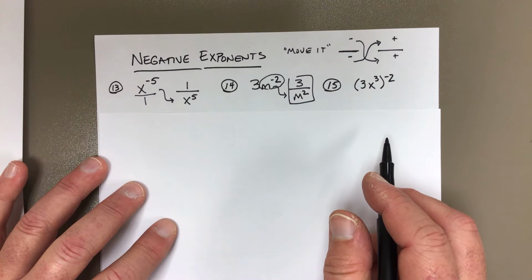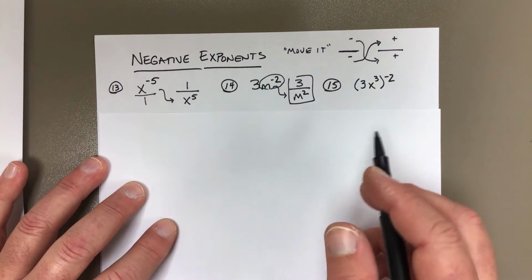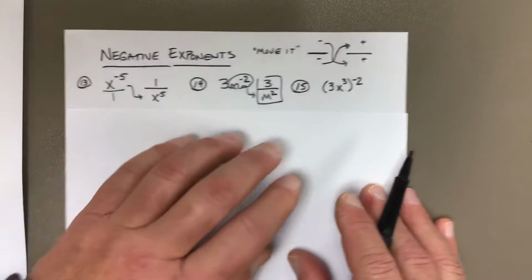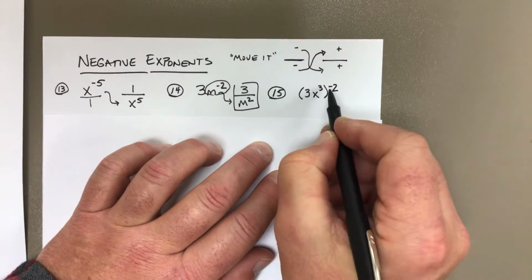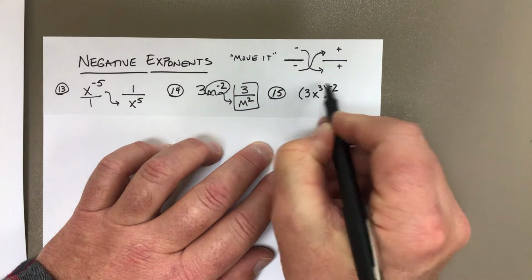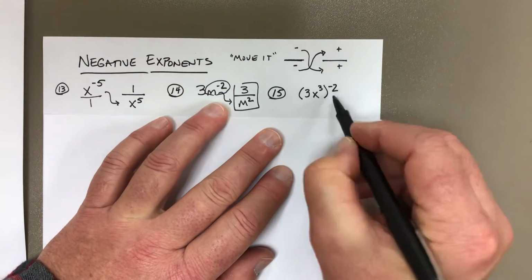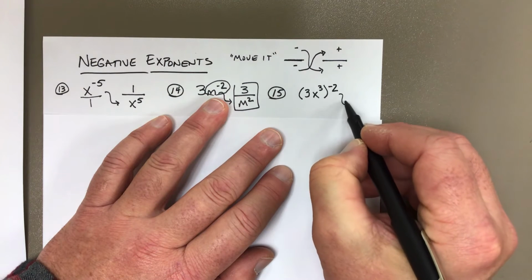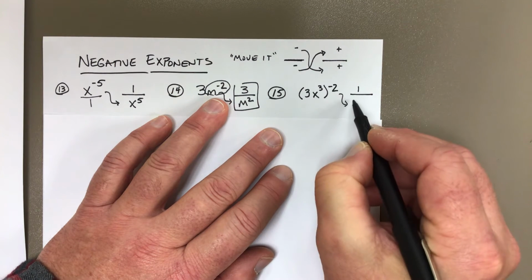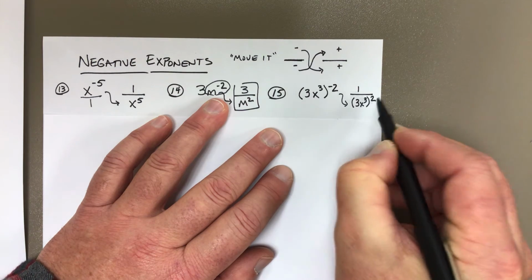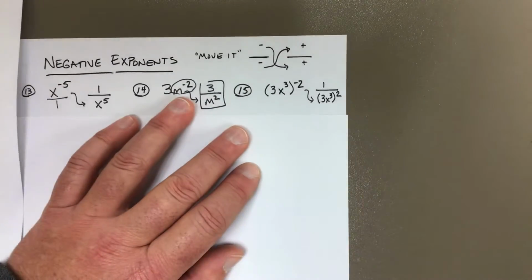Again, you're going to move it from the top to the bottom or the bottom to the top. For this one, we have to remember our power rule. So we're going to distribute the negative 2. Or you can do this first: you can move this downstairs. So we can put this 1 over 3x to the third, and now it becomes a positive 2.